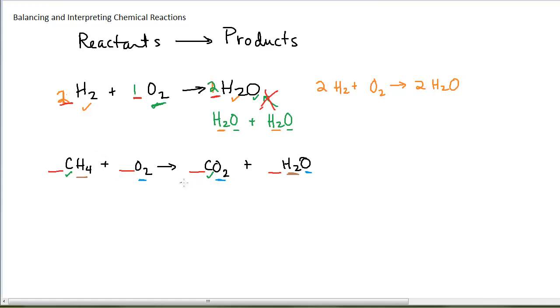If you run into an element that is difficult to balance, you want to skip it and move on to something else and balance something else first. And then go back and forth until you get the entire reaction balanced, like we saw in the first one.